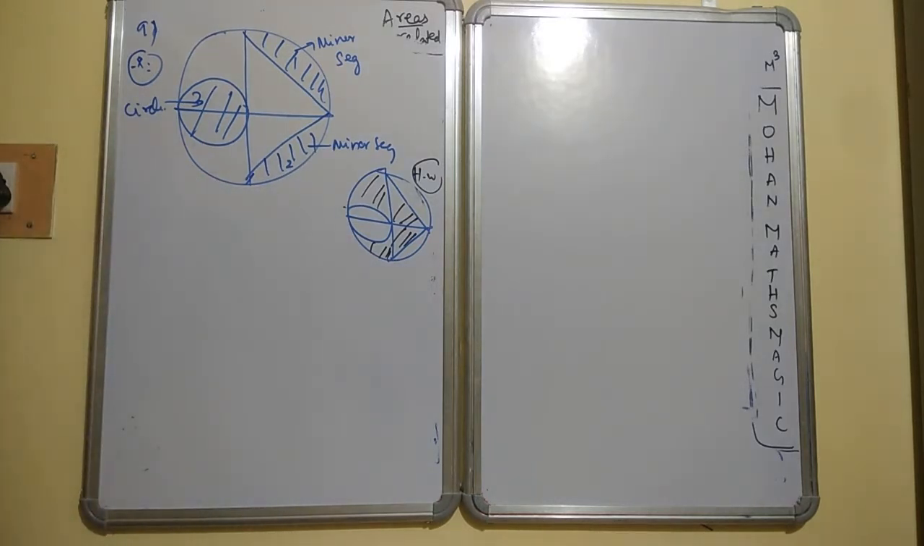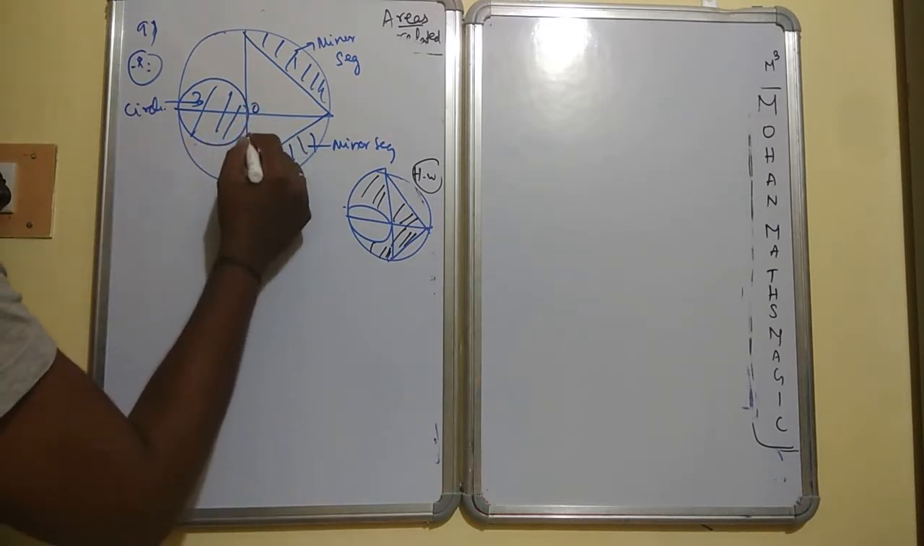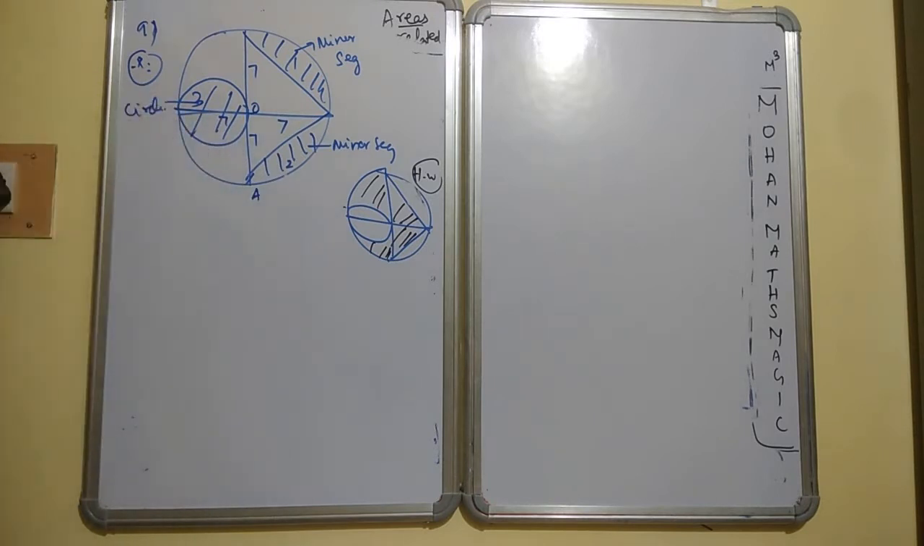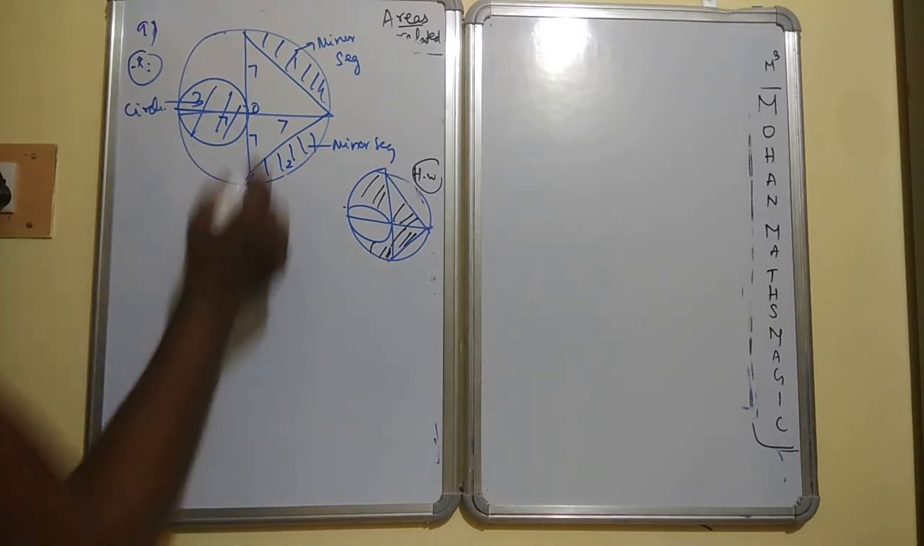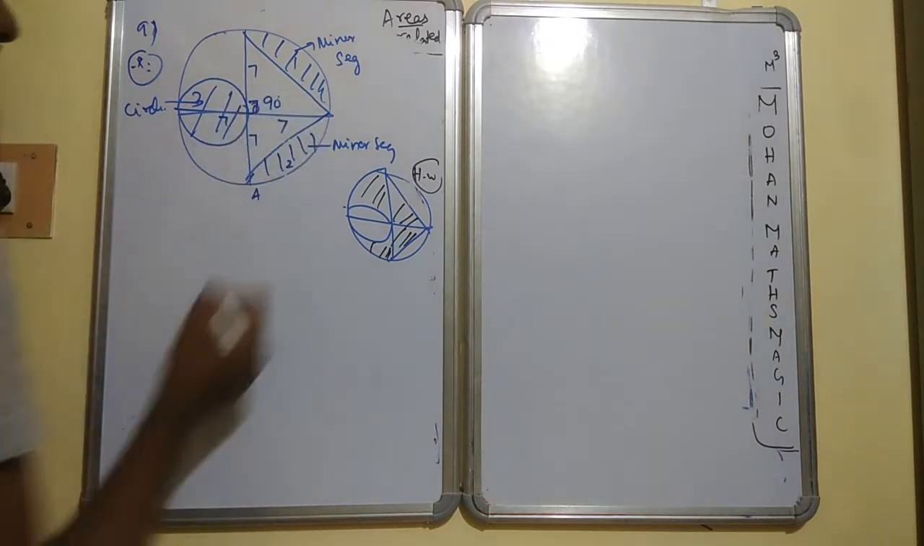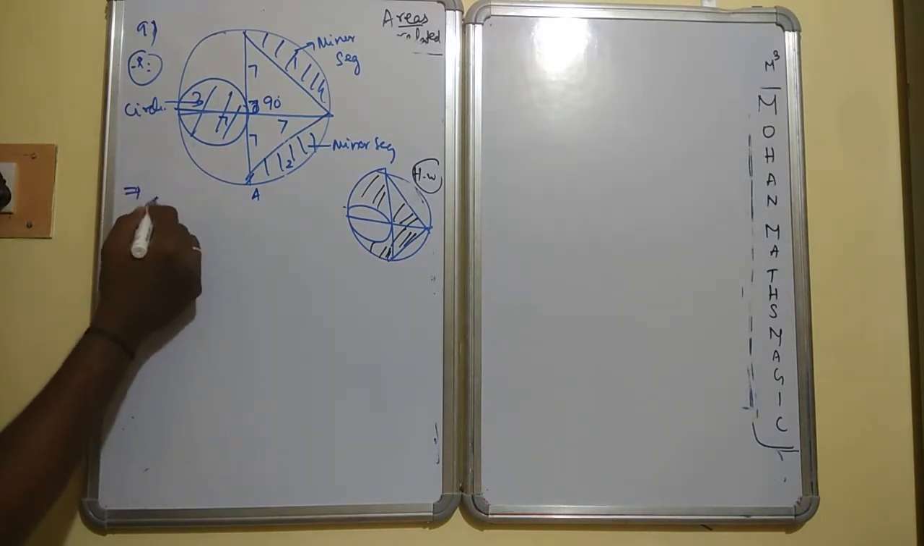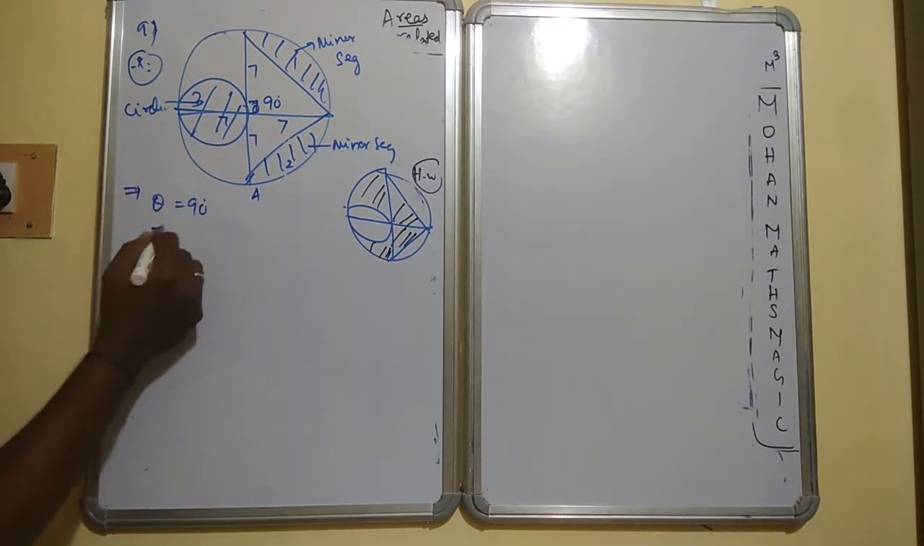They are given a diameter, OA equal to 7 centimeter. What is OA? OA is 7. This is O, this is A. OA is 7 centimeter, the entire diameter. Then find the area of the shaded region. Okay, so the theta value is 90, for quadrants, right? So given first theta equal to 90.